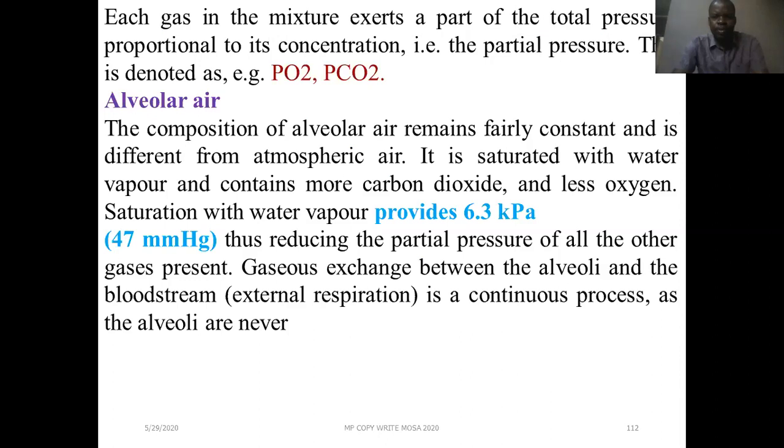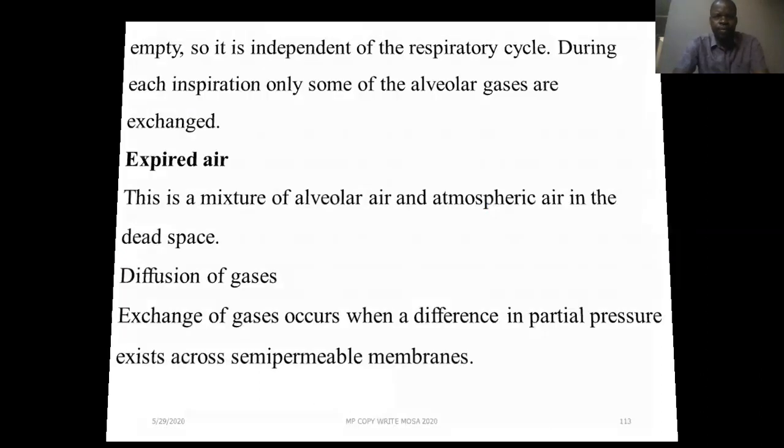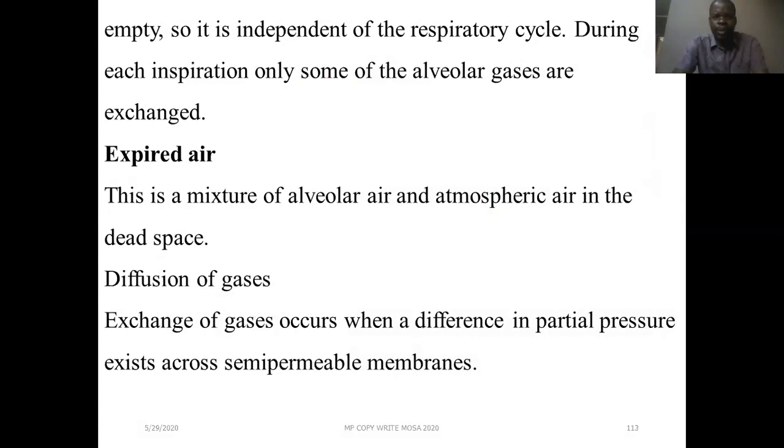Gaseous exchange between the alveoli and the bloodstream, external respiration, is a continuous process as the alveoli are never empty, so it is independent of the respiratory cycle. During each respiration, only some of the alveoli gases are exchanged.